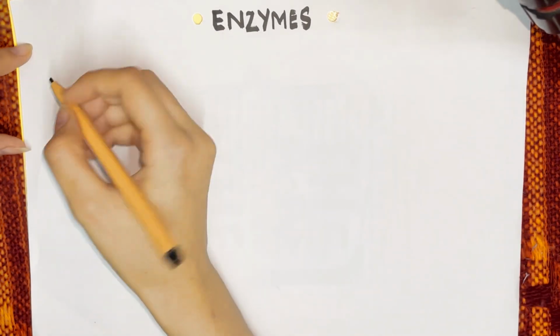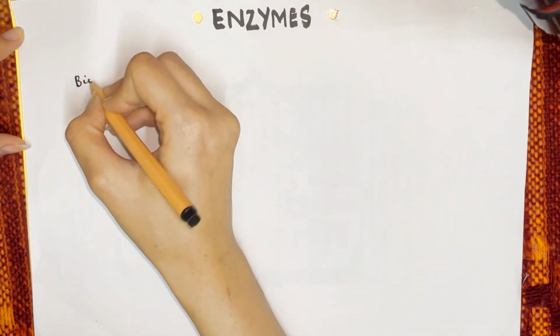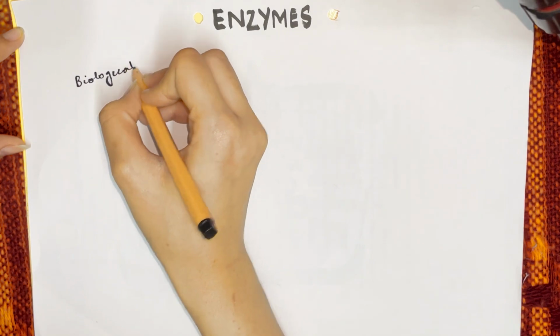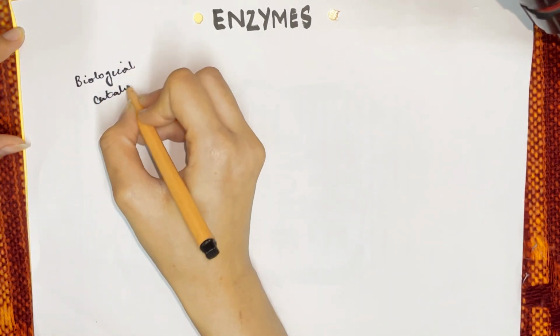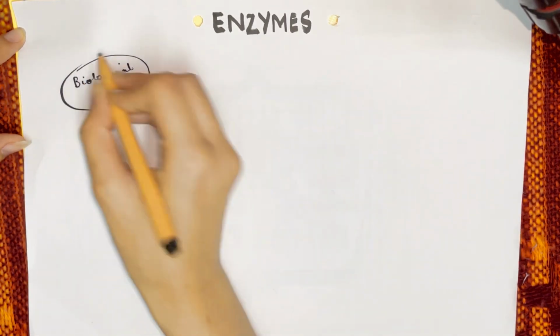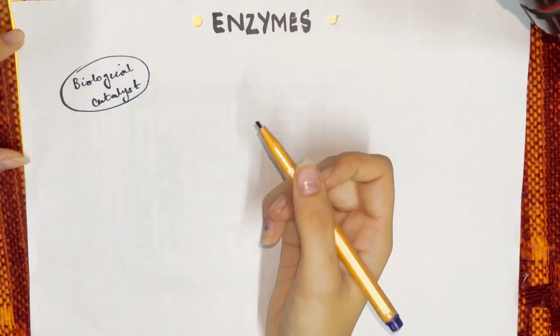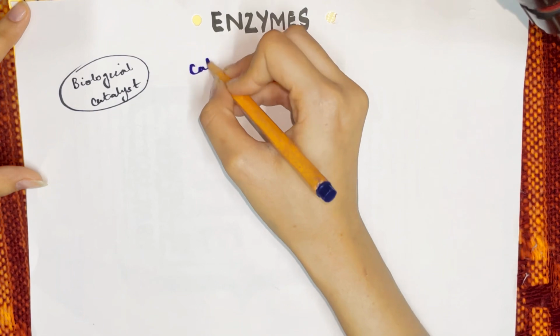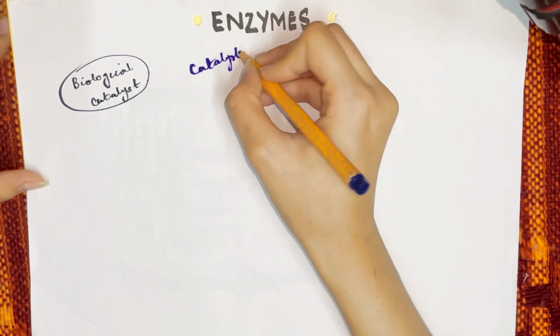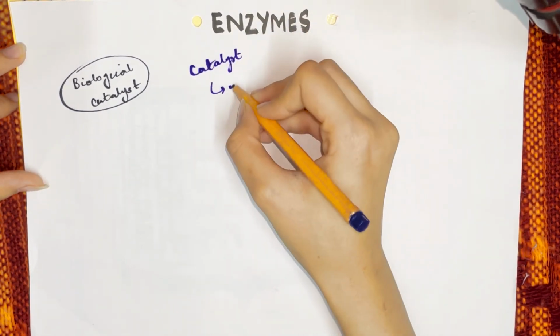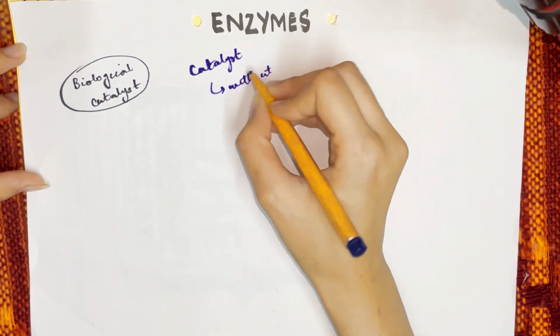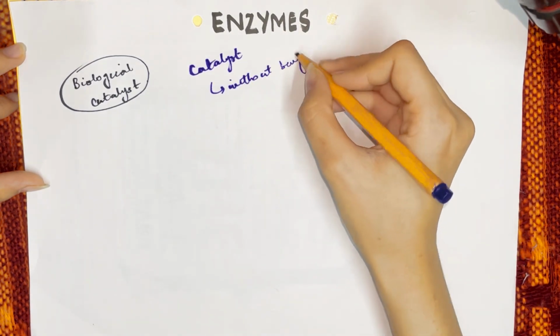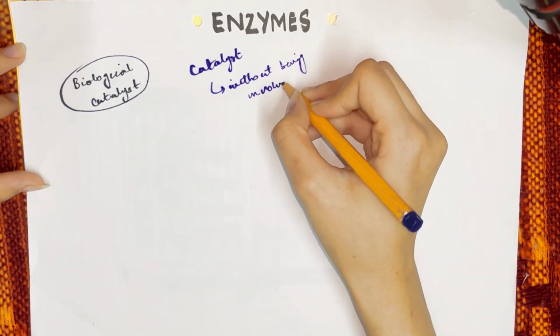Okay. So the first question that was asked to us was what is meant by the term biological catalyst. So I'll be explaining to you the difference between the catalyst and the biological catalyst. A catalyst is something that basically speeds up a chemical reaction without being involved in it. It is not involved in any chemical reaction and it remains unchanged till the end of the reaction.